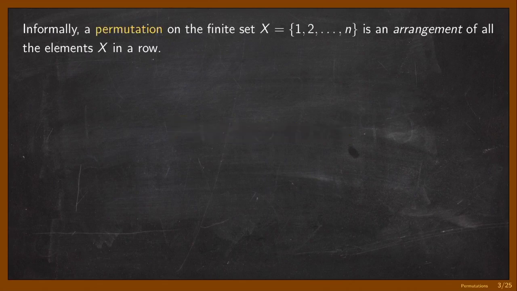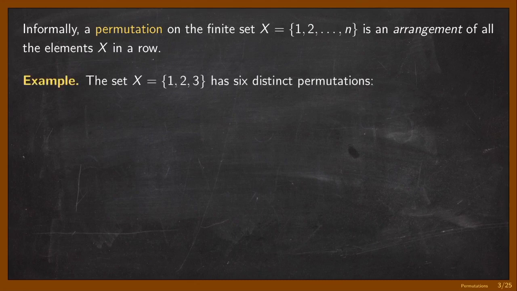Informally, you have seen permutations on a set as an arrangement of all the elements in a row. For example, if three children are posing for a picture and they are going to be arranged in a row, then these three children can be arranged in different ways. For example, they are labeled as child 1, 2, and 3. These three children admit six distinct permutations as follows.